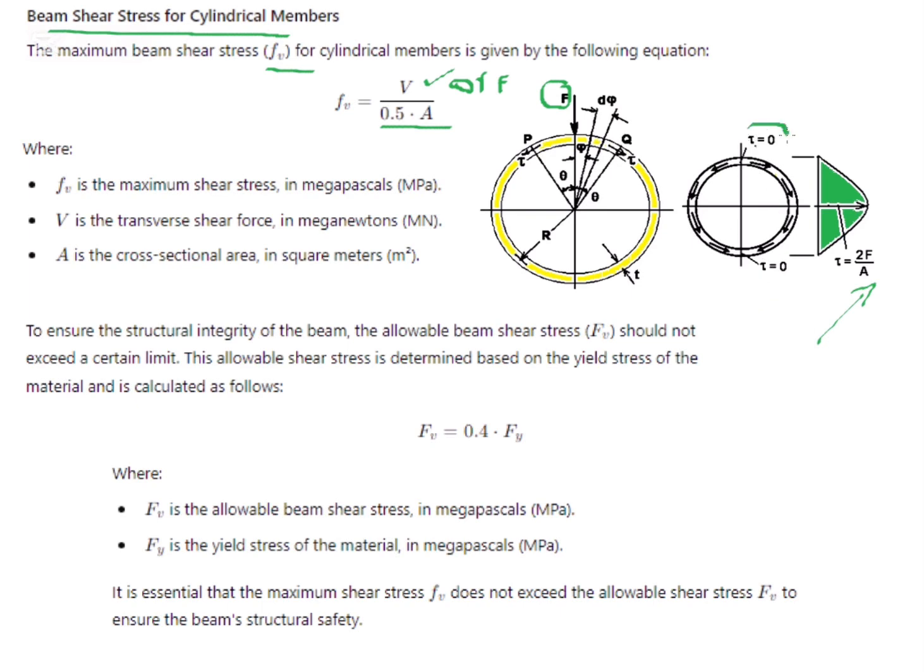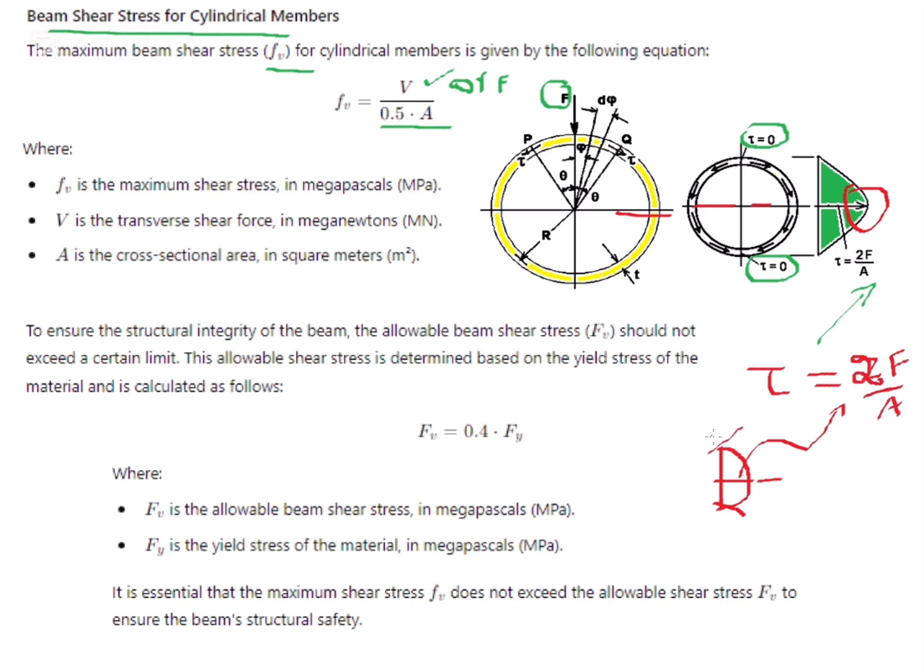So tau equals 0 at the top and bottom, and it is maximum at the neutral axis. The value is tau equal to 2F by A. That's the maximum shear stress distribution. So shear stress is distributed like a parabola, with 0 at the top and bottom, and maximum at the neutral axis. The neutral axis value is 2 times force divided by cross-sectional area. That's the maximum shear stress.